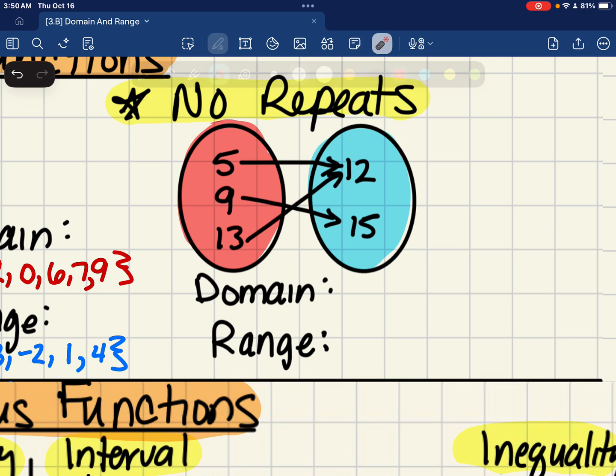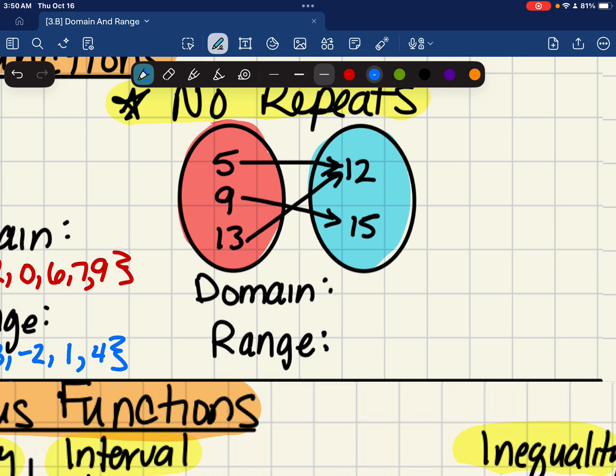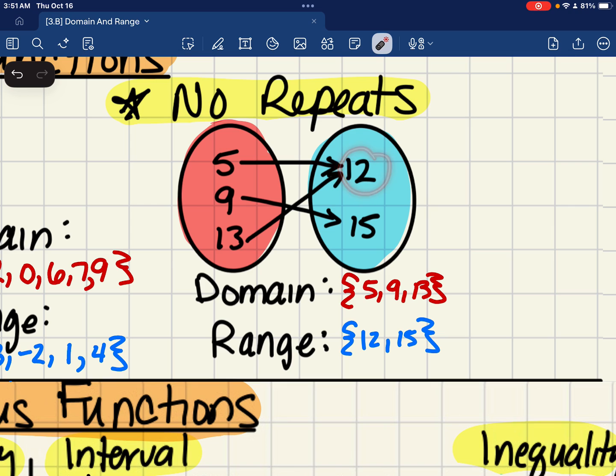Now mapping diagrams don't show repeated x's or repeated y's. They'll only list them once, and they always list them in counting order for you right away. So the mapping diagram is actually really easy for finding domain and range. Just recognize, like right here, where there are two arrows approaching the 12, that means that 12 was really repeated. You just see it through multiple arrows coming through there.